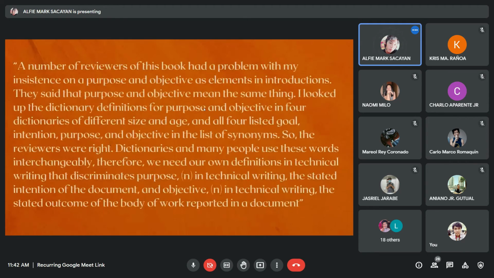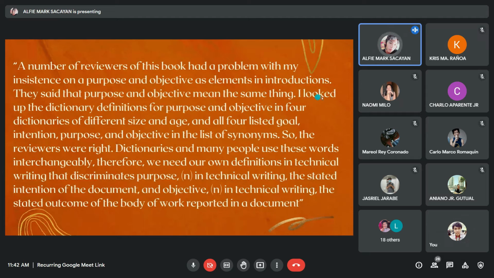So this time, from the textbooks that we are following, there is a certain statement that the readers of the textbook we are using are struggling with the words purpose and objectives because they thought that purpose and objective mean the same thing.